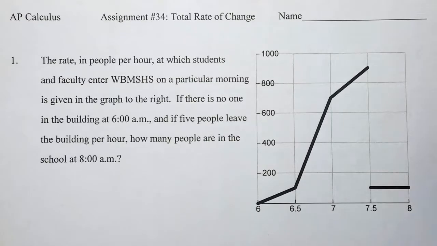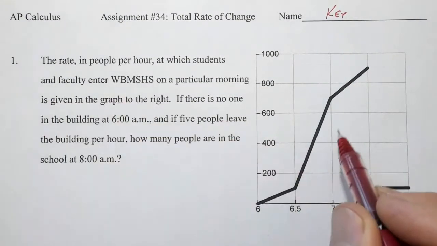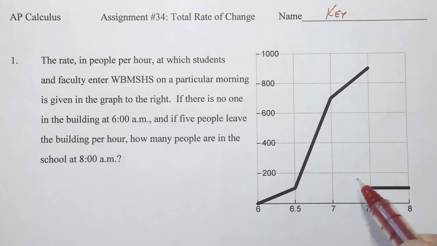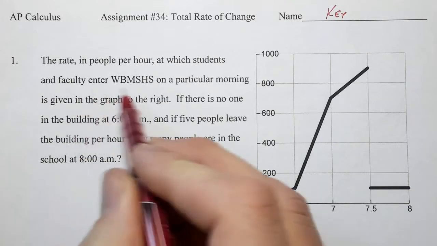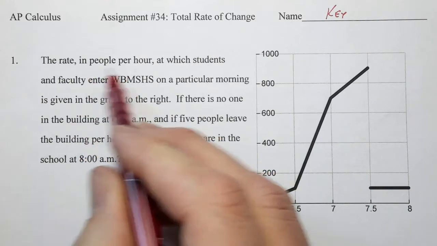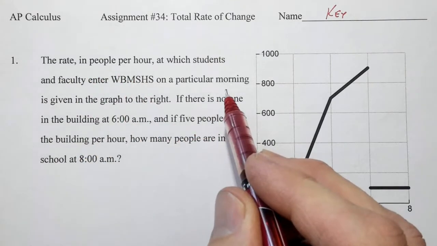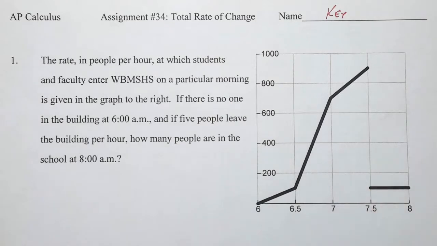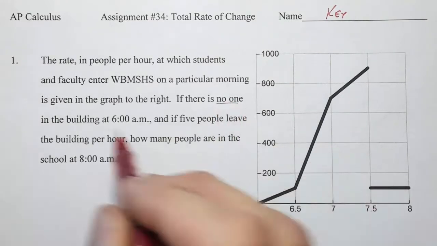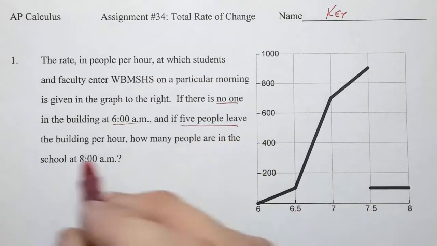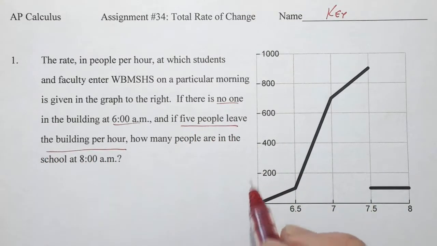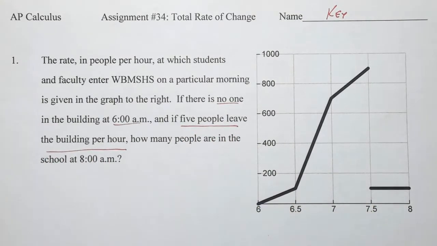The answer key for assignment number 34. Our first problem, we have a rate given to us in a geometric viewpoint in which students and faculty are entering the middle senior high school. This is people per hour on some morning right here on this graph. There's nobody in the building at 6 a.m. and also 5 people are leaving the building per hour. And the question is, how many people are in the school at 8 a.m.?